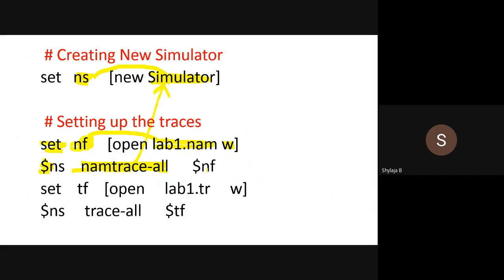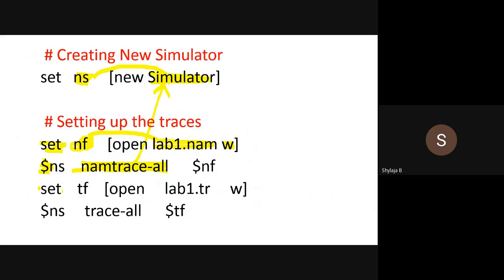Dollar nf we are writing. So it means record all simulation traces in NAM input format. Whatever NAM generates, everything we are recording. That is called namtrace-all. All input animation traces will be recorded.